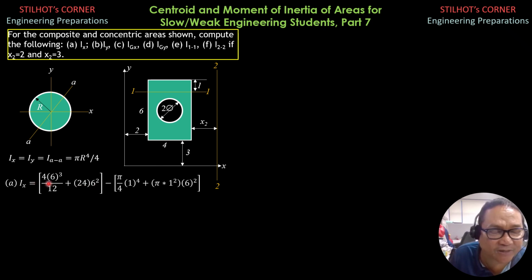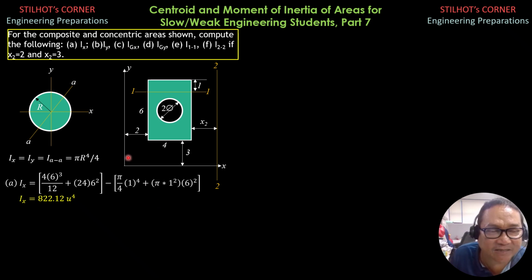And that's the centroidal moment of inertia of the rectangle, base times height cubed over 12. Then the distance of the centroid of the rectangle is 3, half of 6 is 3, plus another 3 given. So that's why it's 6 quantity squared. Then minus the centroidal moment of inertia of the circle, which is pi over 4 r to the fourth, and plus the area of the circle, which is pi times radius squared, pi times 1 squared, so it's simply pi. Then the distance is the same because the two figures are concentric, so 6 squared. Calculating with your calculator, it is 822.12 units to the fourth.